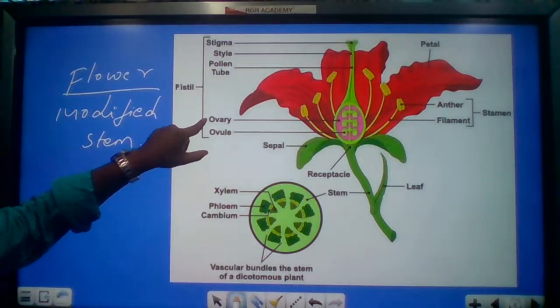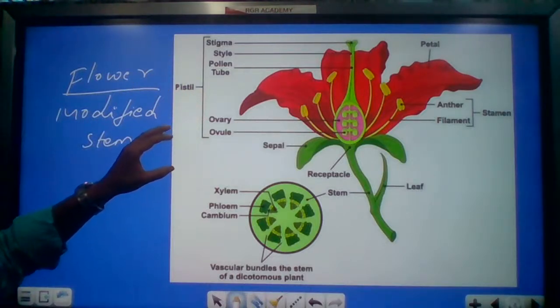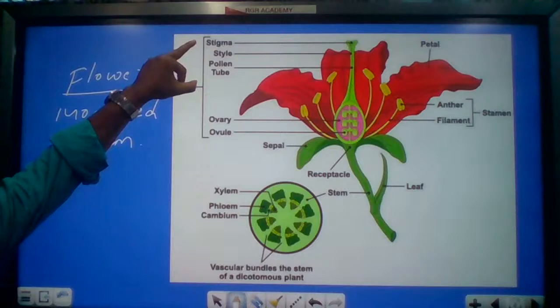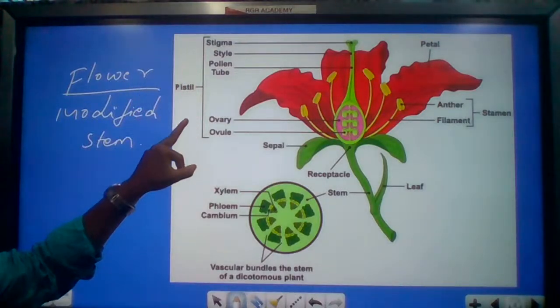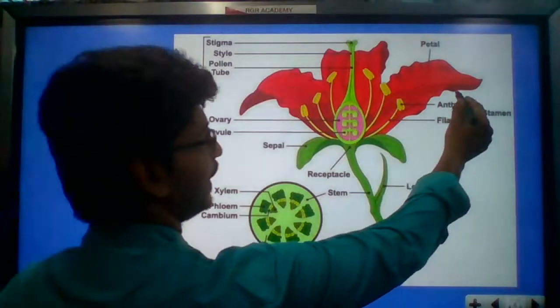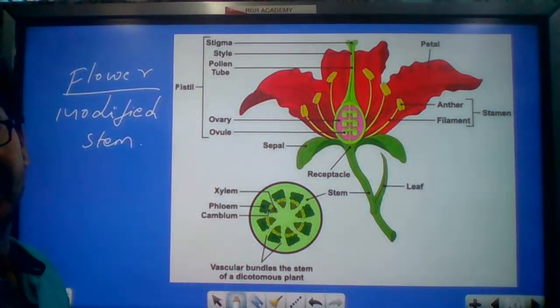Pistils consist of your ovary, which consists of your, what is it called? The pistil is the female part that you would have seen. And you could see the stigma, and you could see the style. This collectively we call a pistil. Pistil is the female part, whereas the male part we call a stamen. Stamen consists of anther and filament.